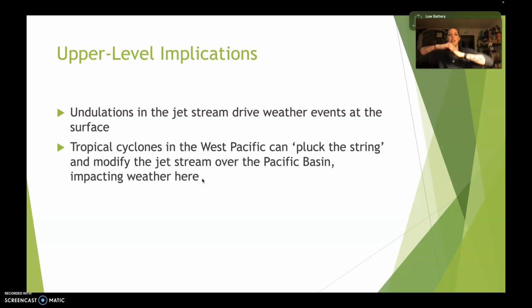It's because that penetration of that thunderstorm can really pluck the string, if you will, and create this really wavy pattern in the upper levels.